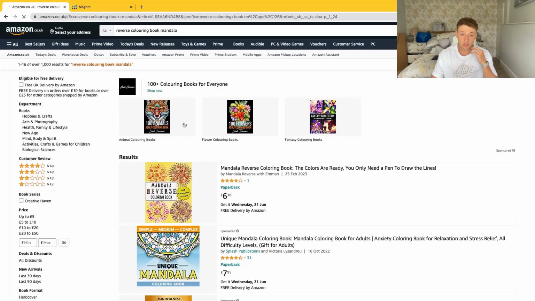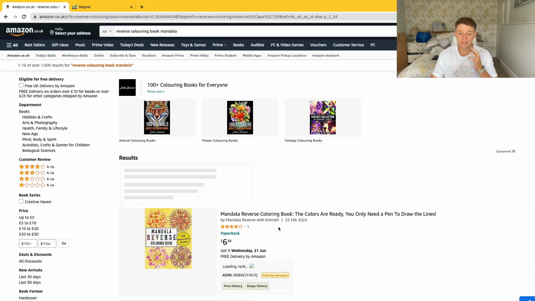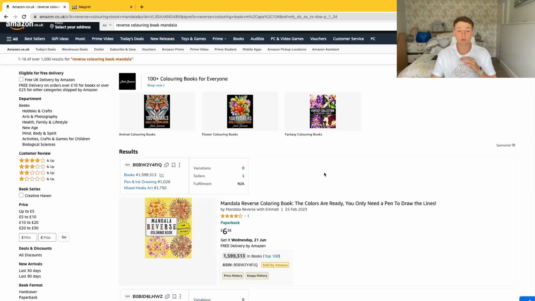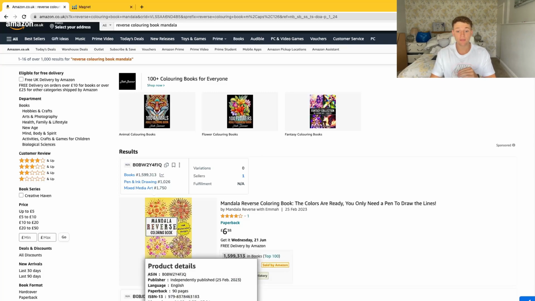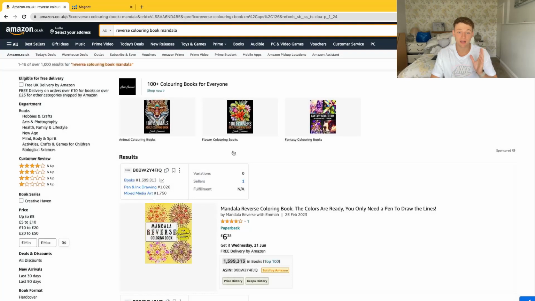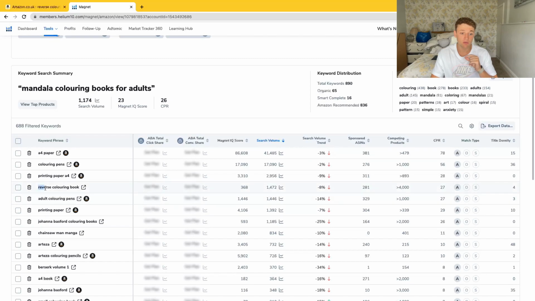So you can see here, this could potentially be a good keyword for you to use because yes, it's not technically a reverse coloring book. So one thing you could do here is within your mandala coloring book, you could actually put some reverse mandalas within that book. And therefore you can allow yourself to use this keyword to target because reverse coloring book mandala could be a really good keyword for you to use. And you could also use the keyword reverse coloring book in your listing because that's a keyword that you know loads of people are searching for, but there aren't too many products competing against you.